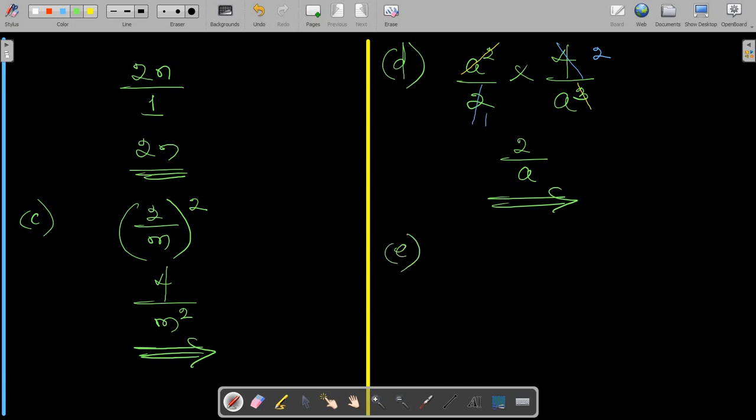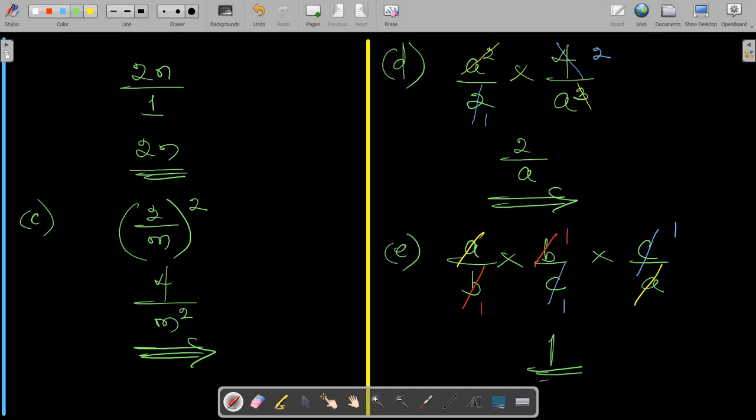Now let's go to the E part of the question. If you are given a all over b multiplied by b all over c, then multiplied by c all over a, this is quite easy. The a, we just cancel this a out. The c can also cancel this c out, c goes 1, c goes 1. Don't forget that the b can also cancel this b out, b goes 1, b goes 1. So what are we left with? The final answer will give us 1. And that is the answer to that question.